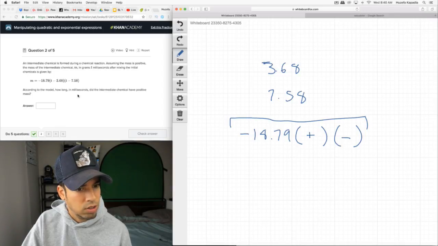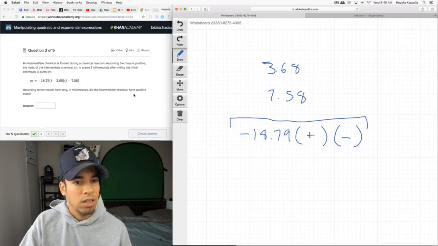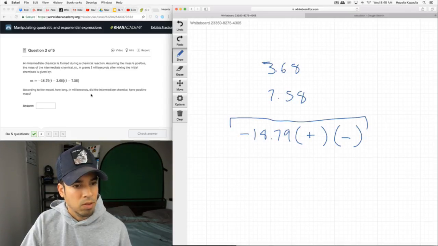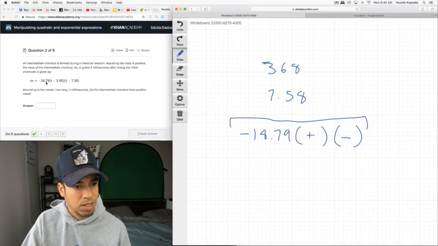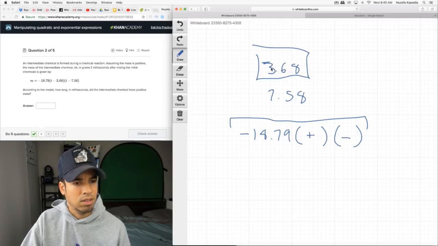So when it's less than T, this thing has a negative mass. This is strange. How long in milliseconds is the intermediate chemical positive? Oh, I get it now. So it starts, assuming the mass is positive, the mass of the intermediate chemical M. So it starts off negative. At time 0, this is negative, negative, and negative, meaning the whole mass is negative. It doesn't flip into positives until we hit 3.68 seconds.